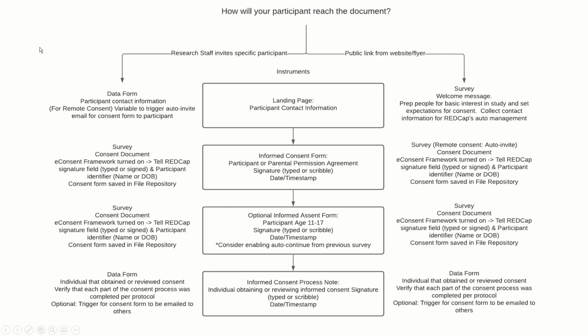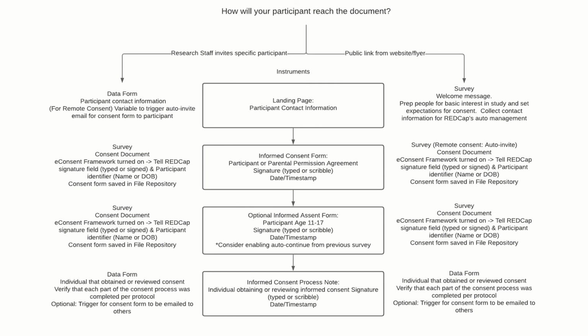So there's a few things that you have to think of at the very beginning before you say, okay, sign me up, I want to put eConsent on my project. So the first thing you have to say is, how is your participant going to reach your document? Like how are they getting there? Is the data team going to invite a specific person? If that was the case, then they enter in with a landing page, and the landing page goes to a survey, a consent document. Do you need to have assent documents too? And then is the last form, the process note, going to be a data form?